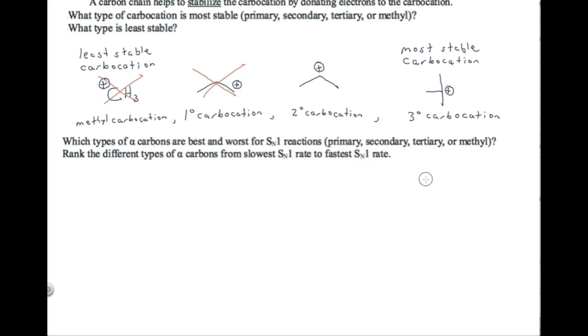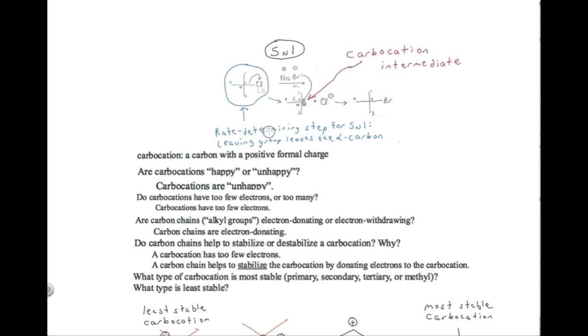Here's the answer. Well, focus on the rate determining step. Notice that the carbocation is formed in the rate determining step. This rate determining step is going to form this carbocation. Remember, that's the reason why this is a slow step. This is a slow, difficult step because it's difficult to form a carbocation. And why is it difficult to form a carbocation? Because carbocations are unhappy. They have too few electrons.